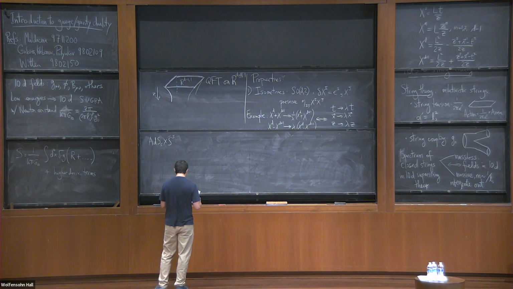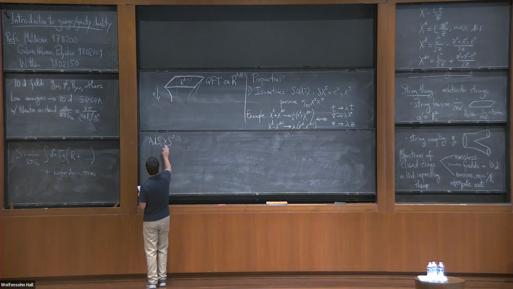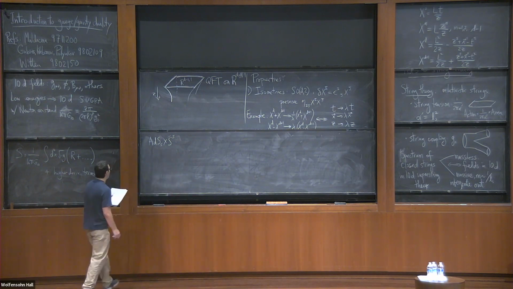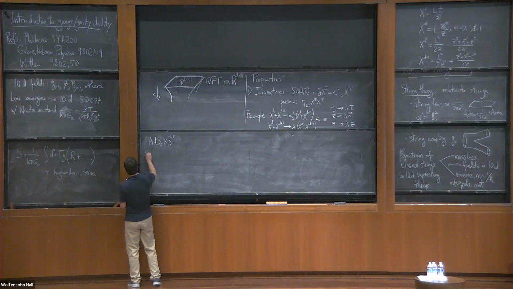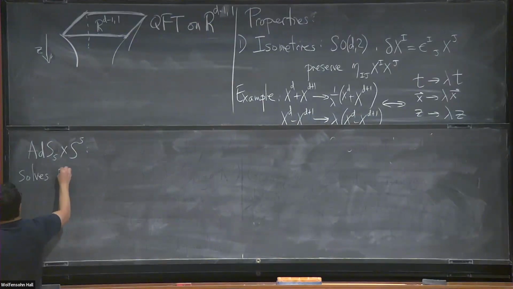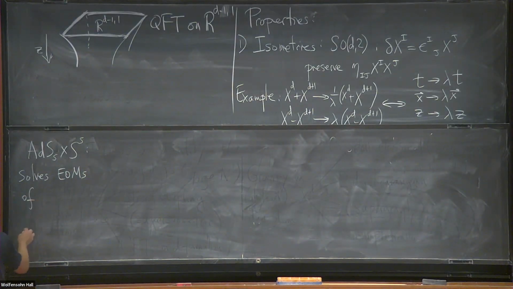And the answer is that we need an extra space, an extra factor, which is S5, to make a 10-dimensional space. And then ADS5 times S5 solves the equations of motion of this 10-dimensional action, the type IIB supergravity.